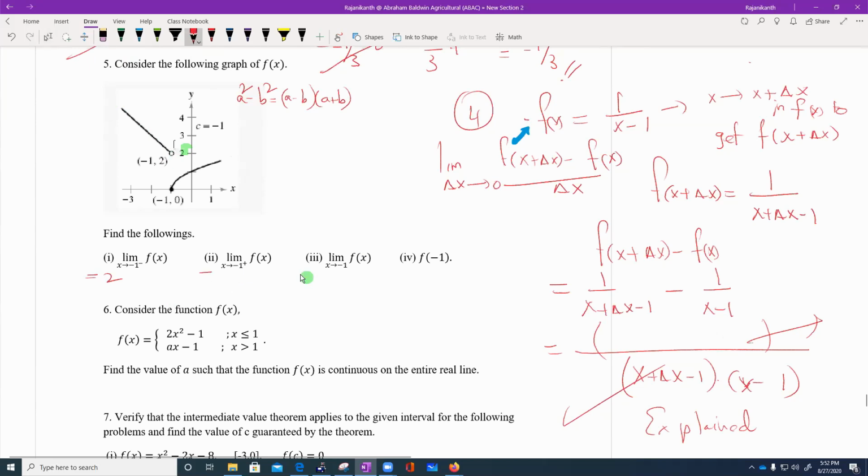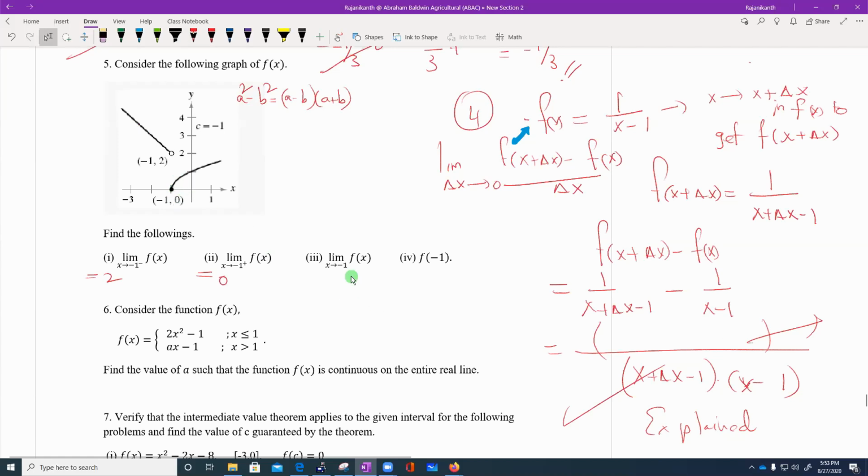Okay, what about the next one? What is the function value? You are approaching -1 from the right. Zero. Very good. Now look, -1 is here. You are approaching from the right. That means you have to go along the curve. The curve is approaching a function value, right? That is 0. Function value is the y value. That is 0.